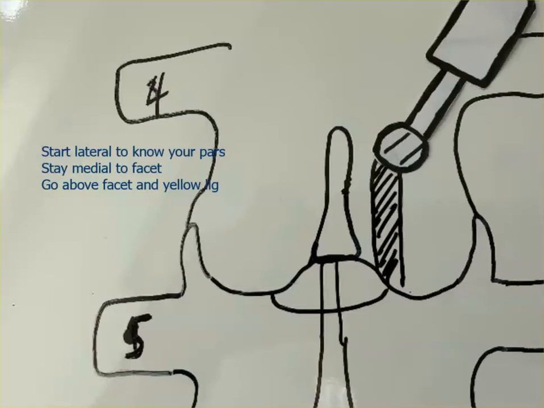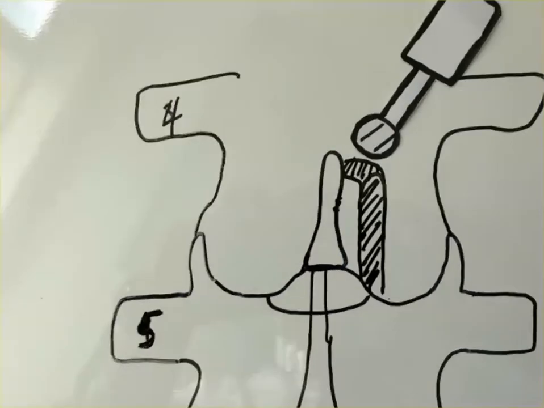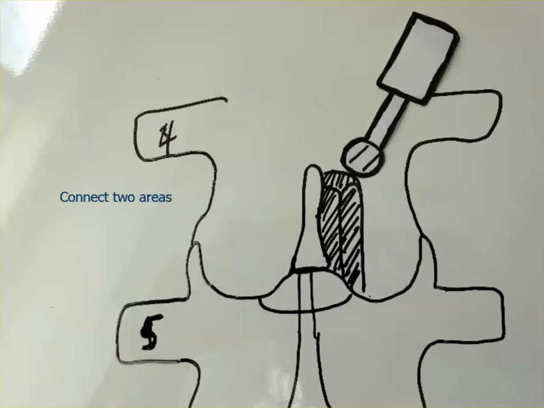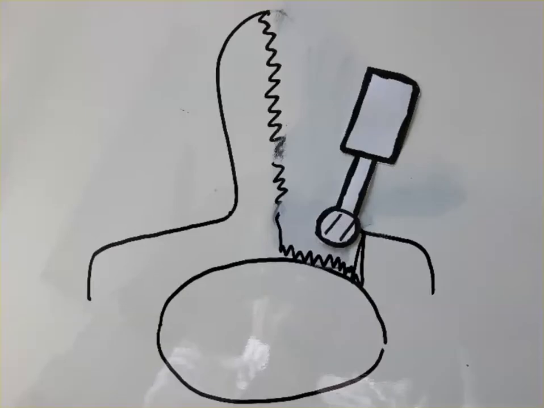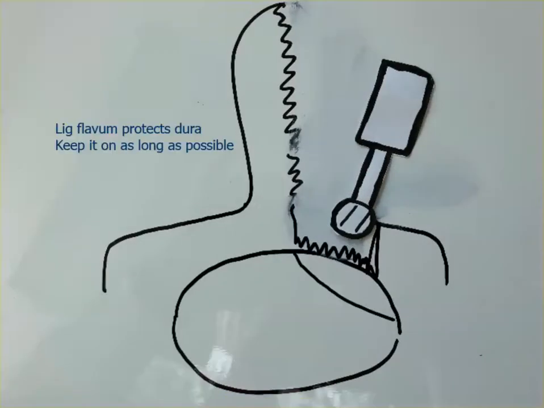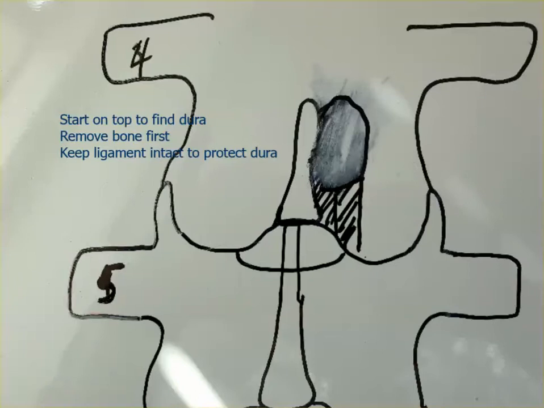I'll show you what that means in a minute. So I'm just making it bigger, and then I connect the two areas. So the lamina is still there, but it's kind of bleeding. And this shows you what's going on as far as the canal is concerned. In the canal, there's the ligamentum flavum, which protects the dura. So you want to leave the ligamentum flavum intact as long as possible. Once the lamina is filled, you go to the top and you find the dura and you remove all the bone first, keeping the ligamentum flavum intact because it protects you from the dura.